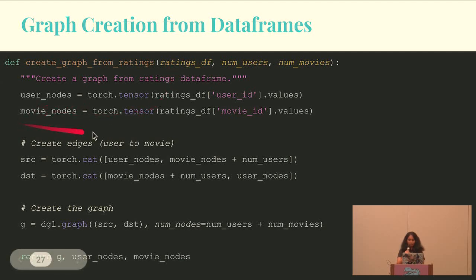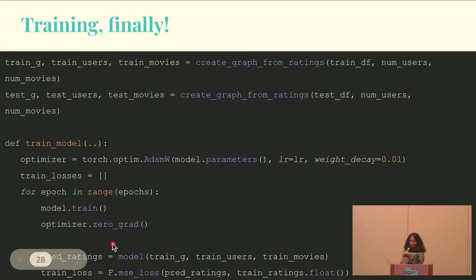You get the user and movie nodes, and then you just define the edges, which are user to movie. If you're wondering why we're adding the number of users over here, it's just a neat trick for indexing. But essentially, what we're trying to do over here is just create a graph. So you pass all the source and destination nodes to this DGL initializer, and there's your graph. We create both training and testing graphs separately, and then we start training the model.